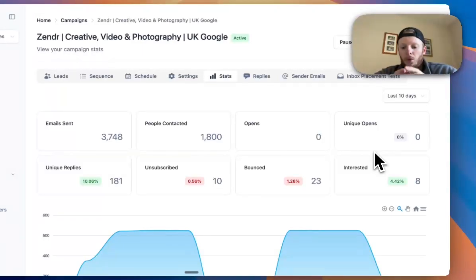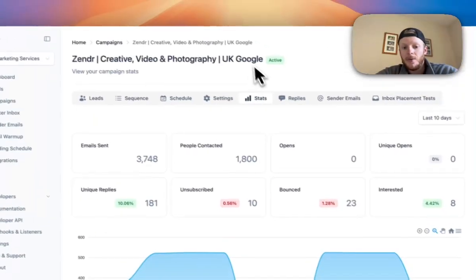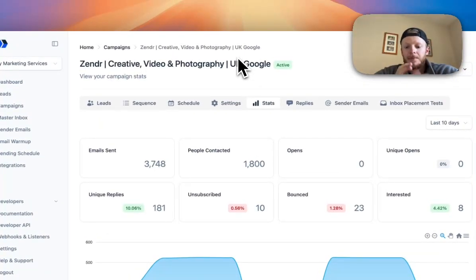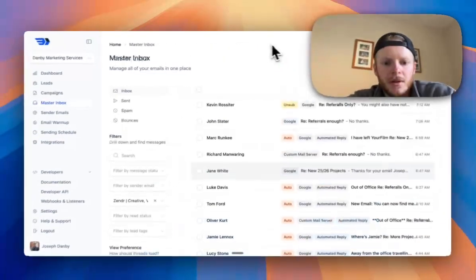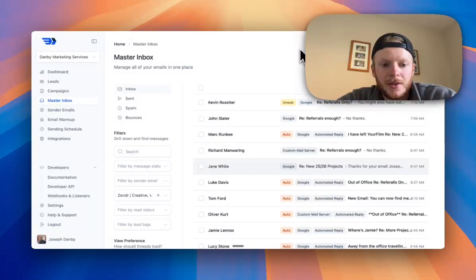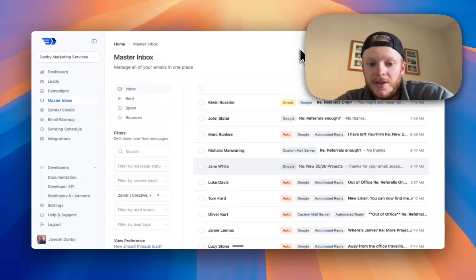So whenever an interested response rate is below the KPI that I want it to be, as I mentioned to you, there are two things that we can do. We can either change the copywriting approach, or we can change the lead list that we're reaching out to entirely. So let me now show you how I'm going to assess this and make the best data-backed decision in terms of what to do next. The most obvious place to go for this is the master inbox, to see what people are saying. It's as simple as that.